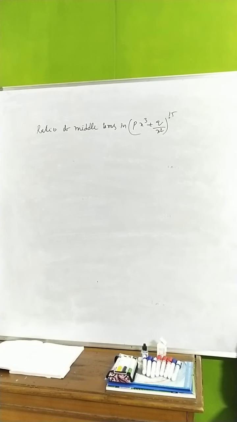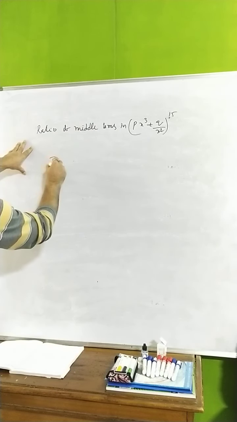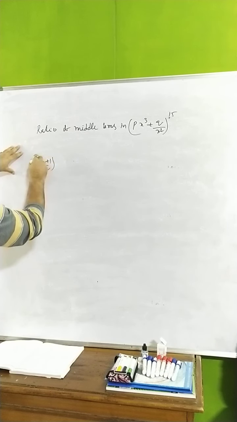Some changes, you see here ratio of middle terms. Here odd is there. Odd means what you have to write? Here these are the middle terms, n plus 1 by 2th term.